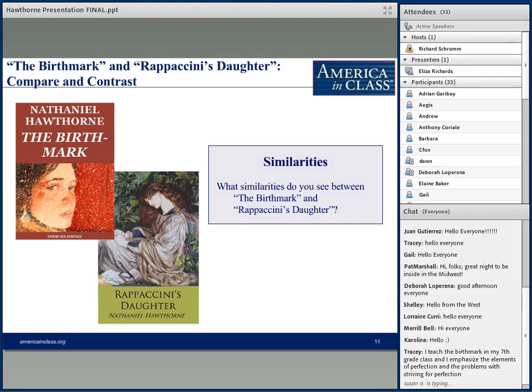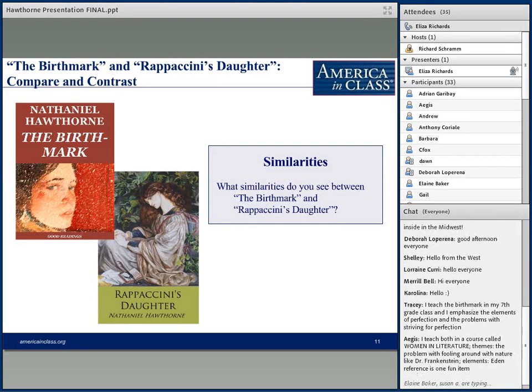That theme of perfection certainly does run through both stories, an important theme related to some of the other stories that we might study. To hear what you do will help me bring out certain things in the slides as well, so I welcome hearing. I teach both in a course called Women in Literature. Ah, themes, the problems with fooling around with nature, like Dr. Frankenstein's elements. Eden references is one fun item. That is a fun item, and we're going to pick that up a little bit this evening. Certainly in Rappaccini's Daughter, a kind of inverted Eden.